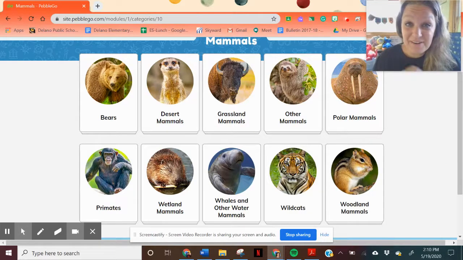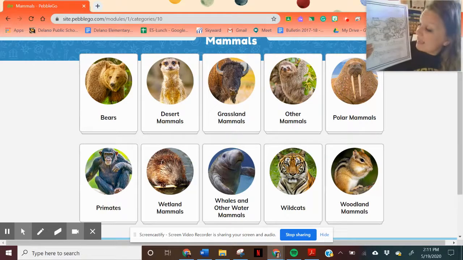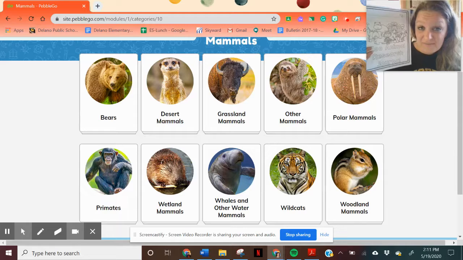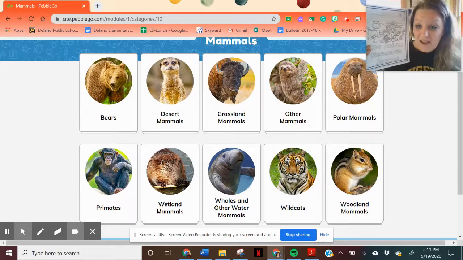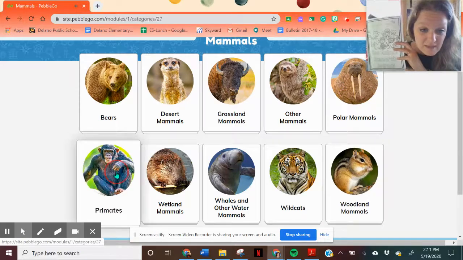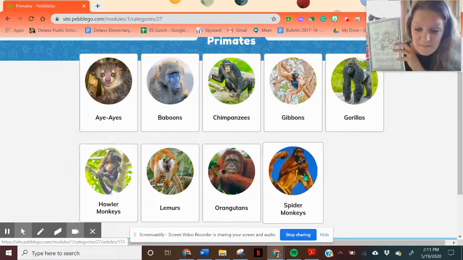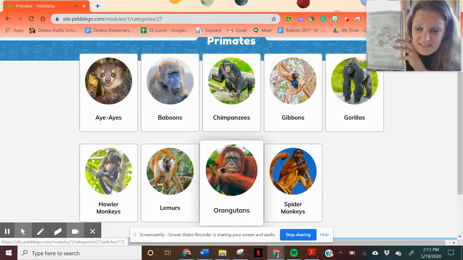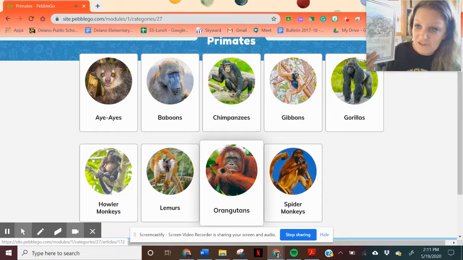Here is the fun part, kindergartners. When you get to the Mammal tab, you can click on any animal you want. Today, I'm going to show you how to do our animal research report. In our animal research report, you get to choose any animal you want. I'm going to go ahead and look at my primates. And today, I'm going to choose orangutans because that is an animal that I'm going to show you how to do a report on.